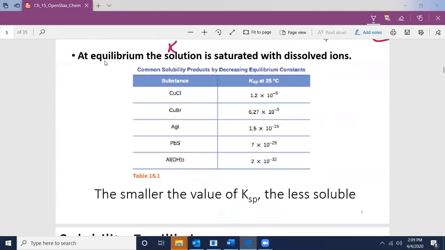You understand that part. So at equilibrium, the solution is saturated with dissolved ions. That's why we are interested in the concentration of the ions at equilibrium, because there we get the maximum that can come out of the solid. When you look at the Ksp values at 25 degrees Celsius, because it's temperature sensitive, they have reported different solubility constants for different compounds. See how the numbers go from 10^-6 all the way to 10^-32, which is very slightly soluble, aluminum hydroxide.